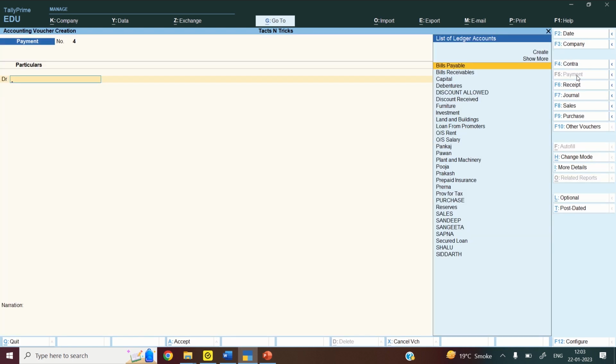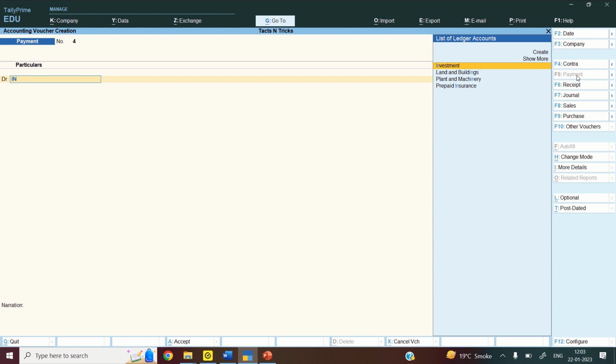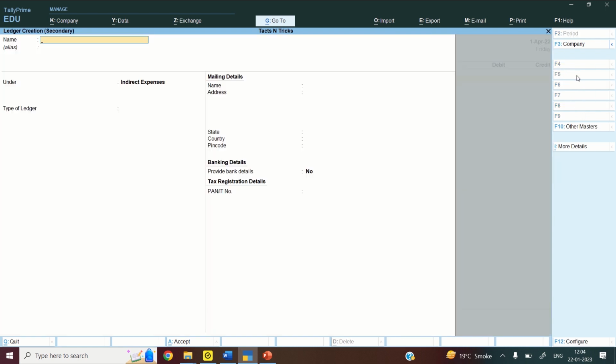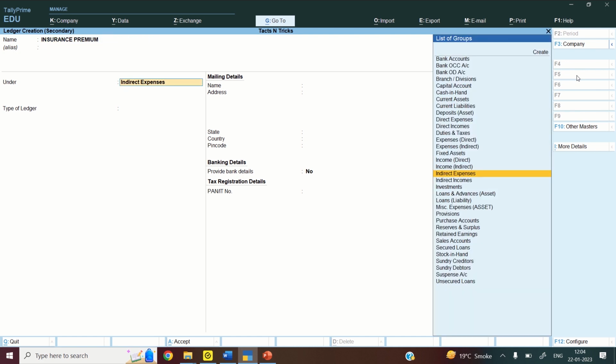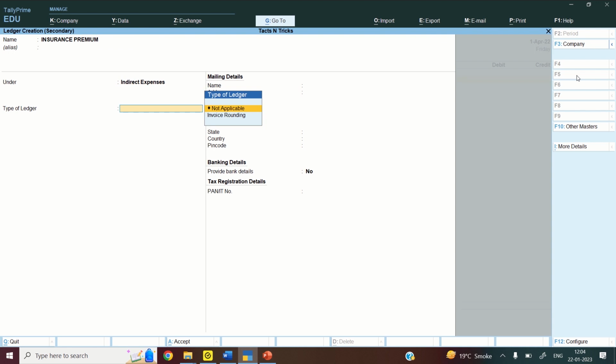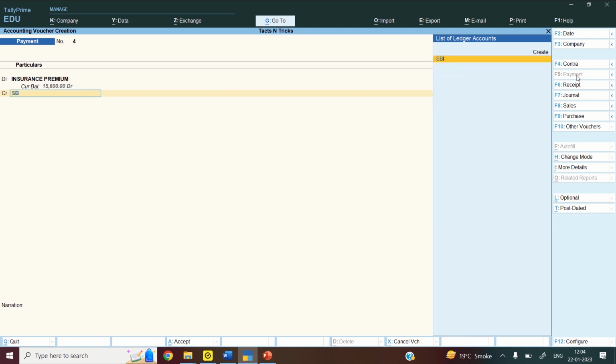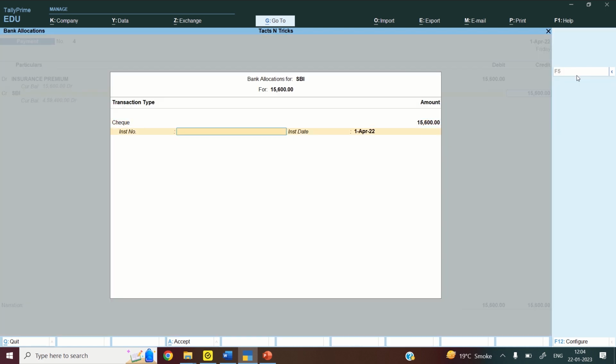After furniture purchased, you have paid insurance premium. But as I have not prepared the ledger for insurance premium, I will click Alt plus C. I will prepare the ledger for insurance premium because till now no ledger is being prepared. It will come under the indirect expenses. Control plus A, and insurance premium will be 15,600. Okay, and it will be paid via SBI.